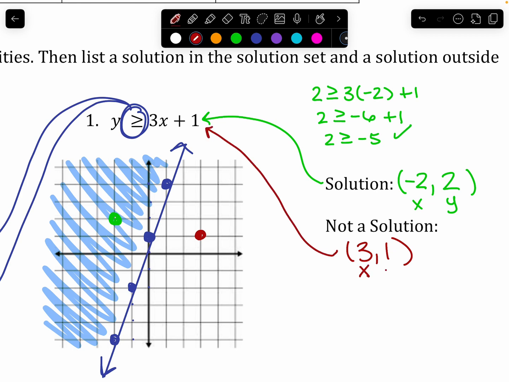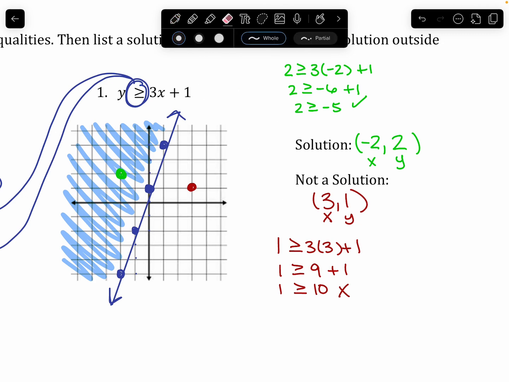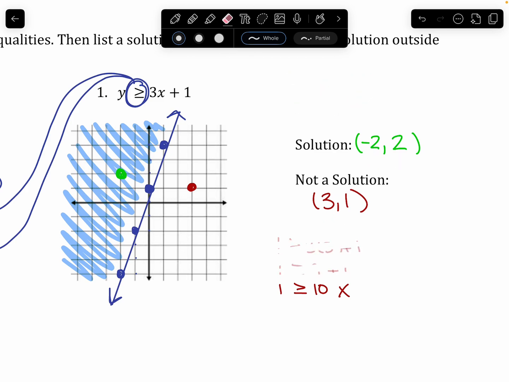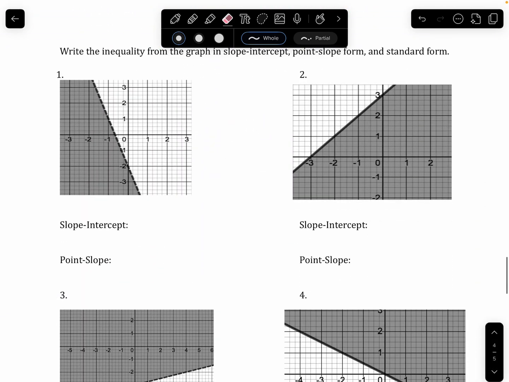If I were to plug in a non-solution in here, this is my x, this is my y, we have 1 is greater than or equal to 3 times 3 plus 1. That is 9 plus 1. And right now we are saying 1 is greater than or equal to 10, which is not true. So that's how something is a solution or something is not a solution. You can mathematically figure it out if you're not sure. I'm going to go ahead and erase this though, but that's how we could determine it without graphing.